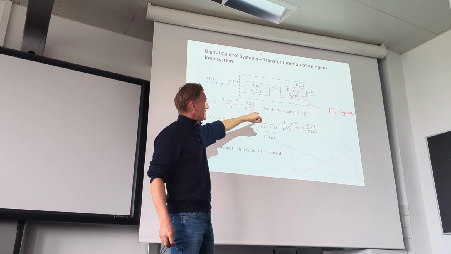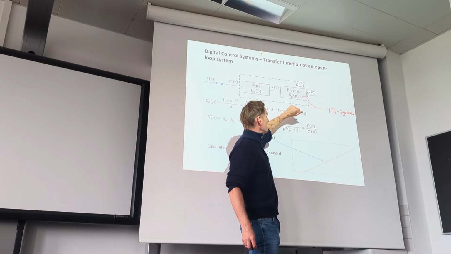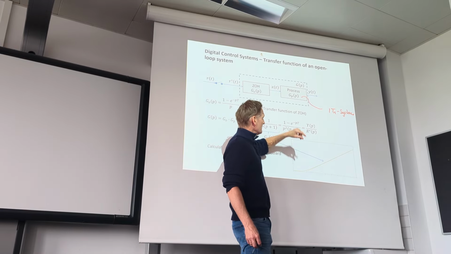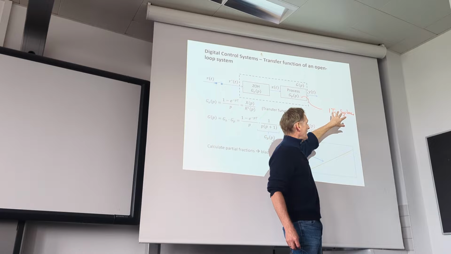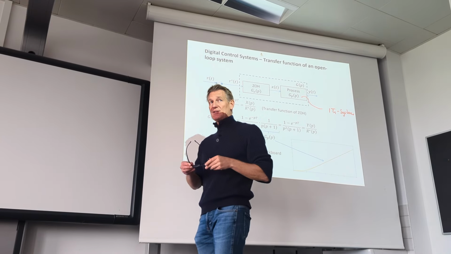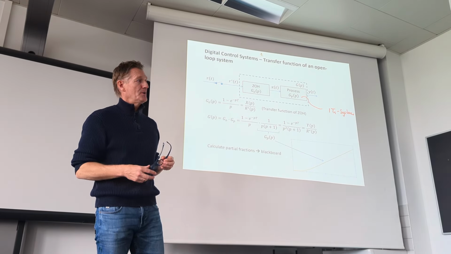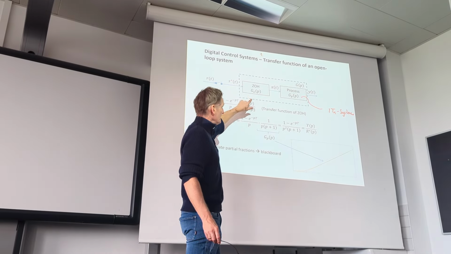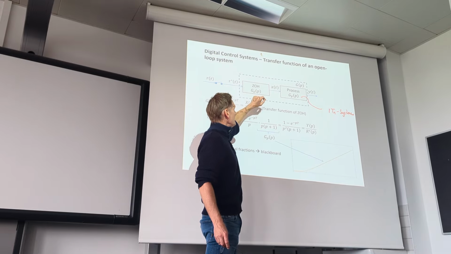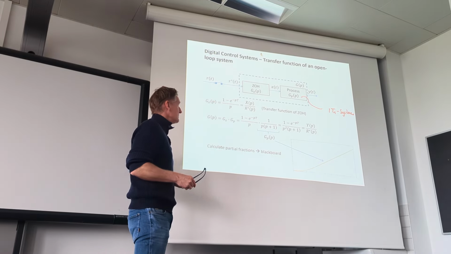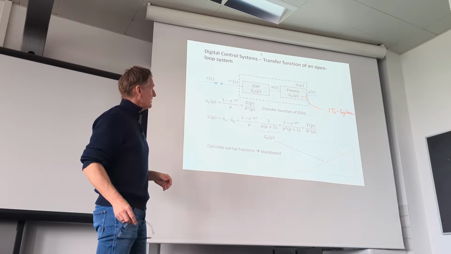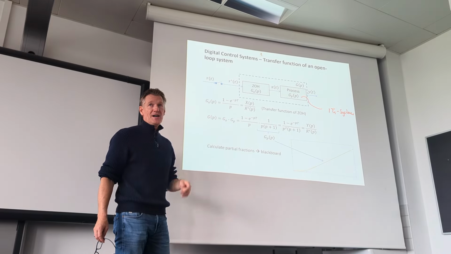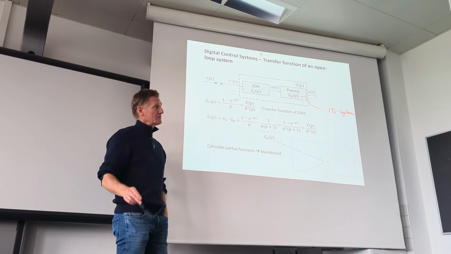Consider the following situation. We have a process plant with a transfer function GP of p. In our example, this is going to be an IT1 system, so a stationary integrating system with first order delay. And now we consider the zero order hold block using the transfer function for the zero order hold block that we derived the last couple of weeks ago.